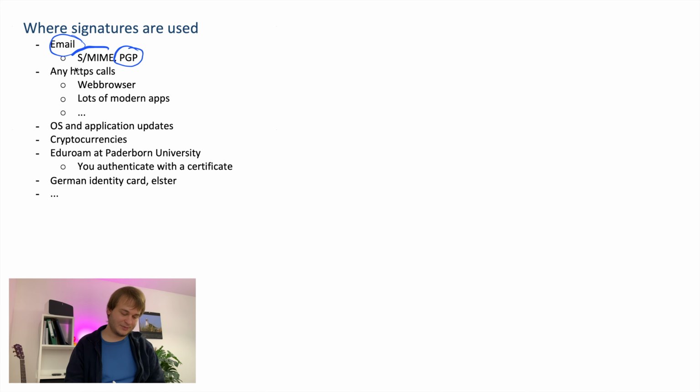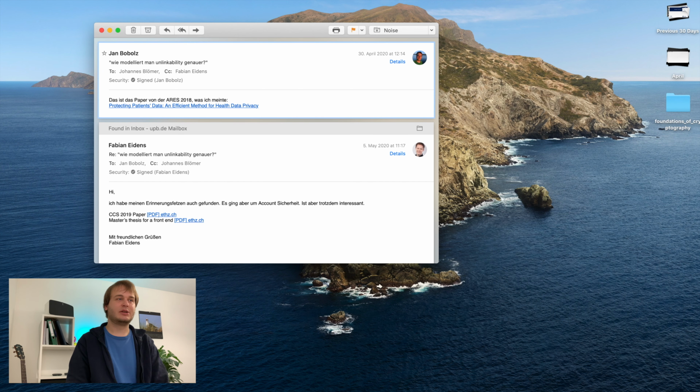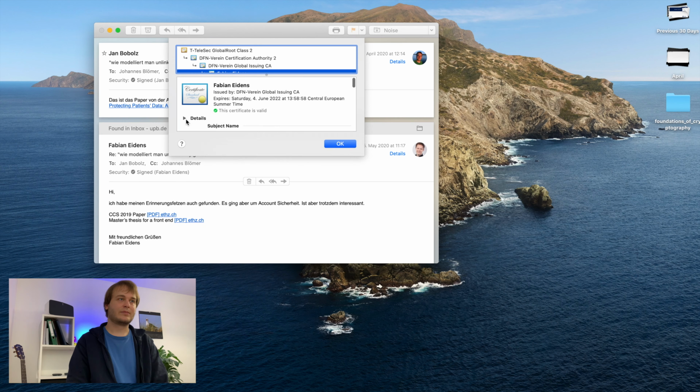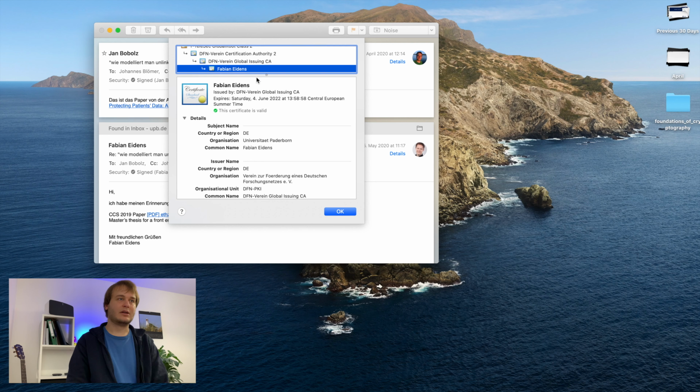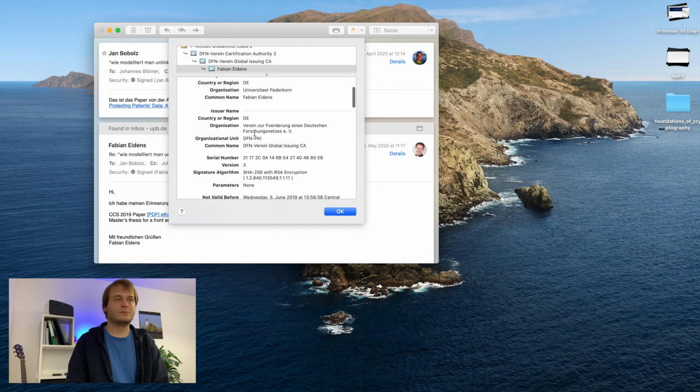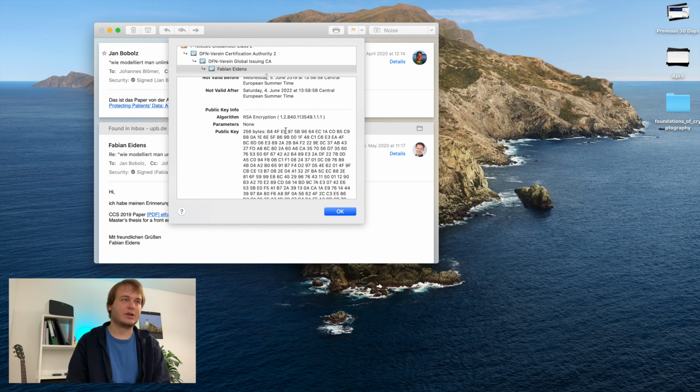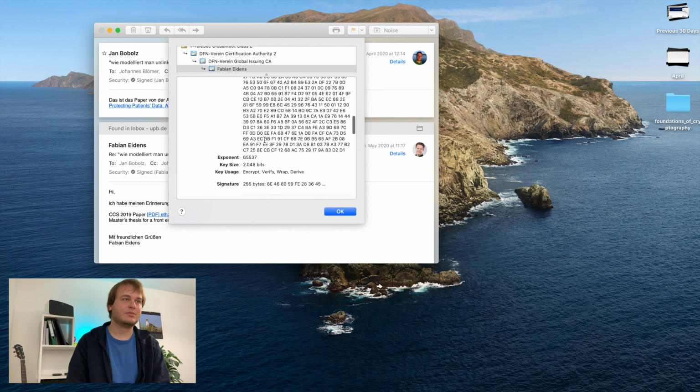The other approach is S/MIME, which is more based on this idea of having trusted authorities and having certificates for your keys. So for example, for S/MIME, if I get an email from Fabian, I basically get the notice here that this was actually signed by him. And if I take a closer look what's happening behind the scenes, then I can here see Fabian's certificate, which was issued by the DFN. And I can also see his public key, which is this RSA public key.